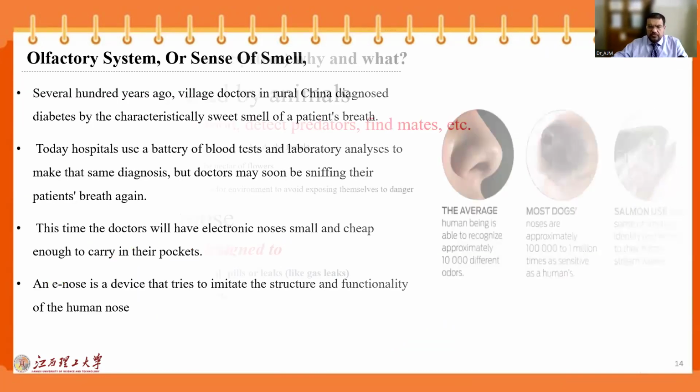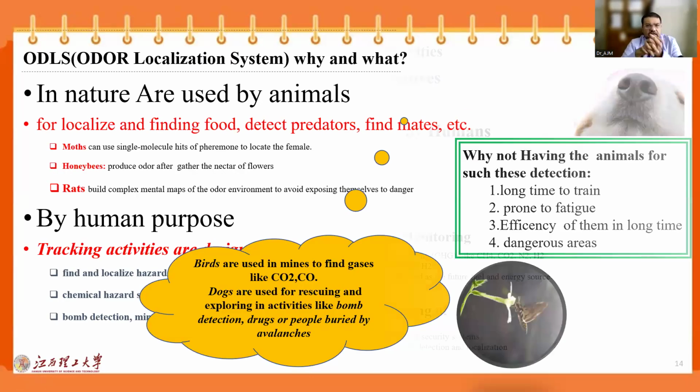But there could be one question: if the creatures are that good, we can use them and there is no need to have any other system. But there are some problems for that. One is the long time to train. For example, for the dogs which we have in the airport, first of all, it will take some years to train them. Another thing is that they are always prone to fatigue, and their efficiency also comes down after some years.